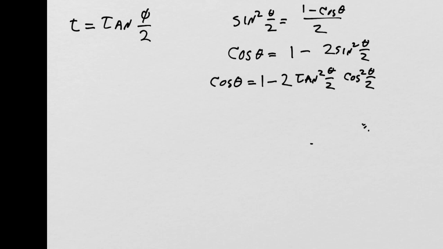So that's easy. But now we execute this substitution here, and I'm going to write cosine theta is 1 minus 2t squared, right?